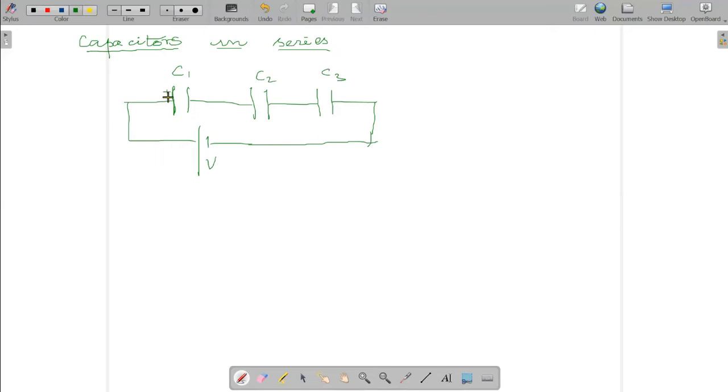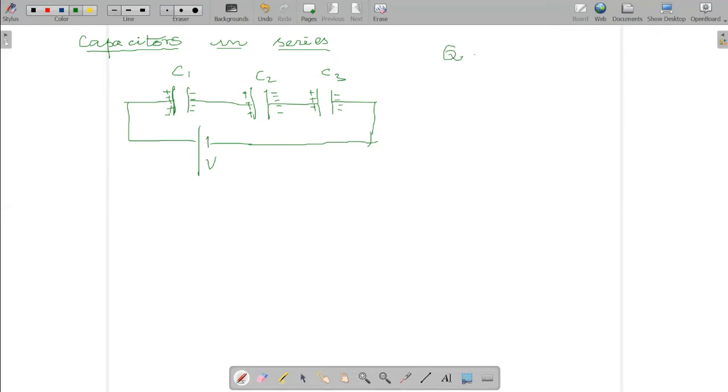We know this plate will give positive charge and here the negative charge will be developed because of the negative terminal. This negative will attract the positive charge equally. In the same way, here the negative charge will be developed, and the same number of positive charge will be developed on this side. What is the conclusion? The charge on each plate is the same when they are connected in series. So the most important point is, when the capacitors are connected in series, the charge on each capacitor is the same.